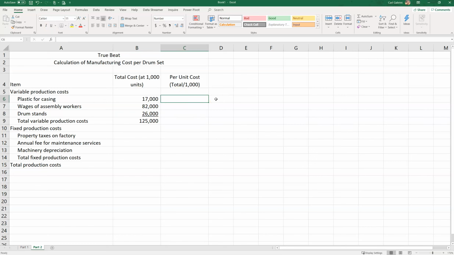So how do we determine the unit cost? Well, in this case, they're telling us it's 1,000 units. And so all you're going to do is set up a quick little formula here, and you could take that divided by 1,000.